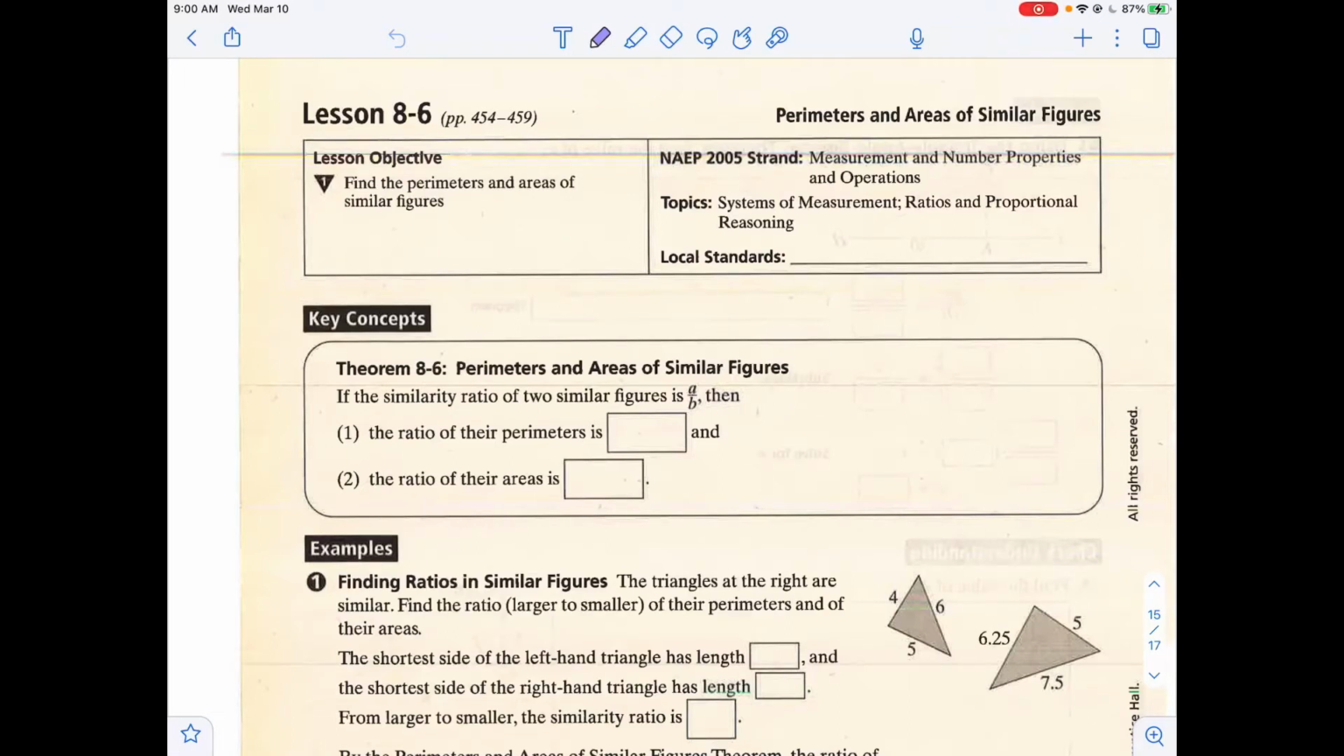All right, lesson 8.6 is about perimeters and areas of similar figures. And our objective is to find the perimeters and areas of similar figures. So theorem 8.6 is the perimeters and areas of similar figures theorem.